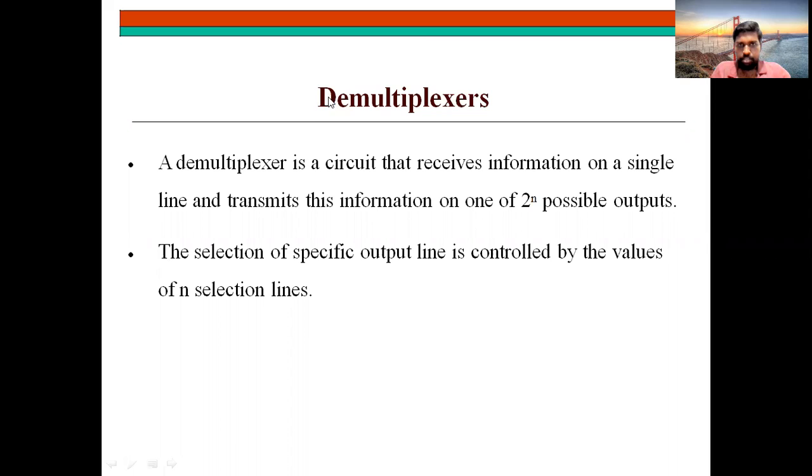So hello everyone. Today we will see the concept of demultiplexer. A demultiplexer is nothing but the reverse operation of a multiplexer. In a multiplexer, you find 2 power n inputs, and these inputs will be converted into a single output depending on the value of n. Now a demultiplexer will have only one input, and this one input will appear in 2 power n output lines depending on this n.